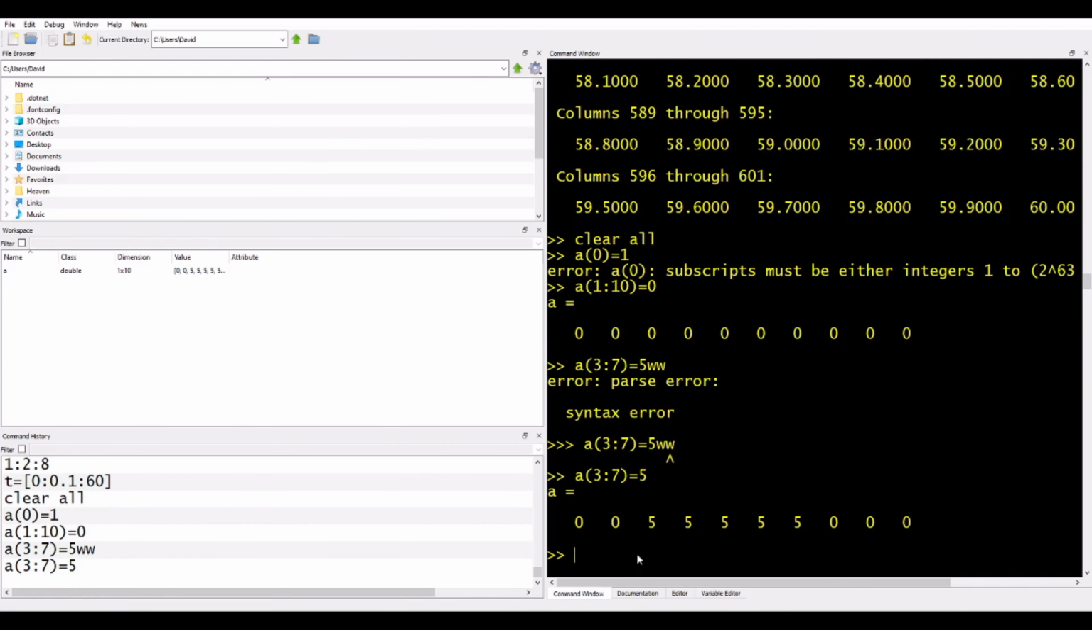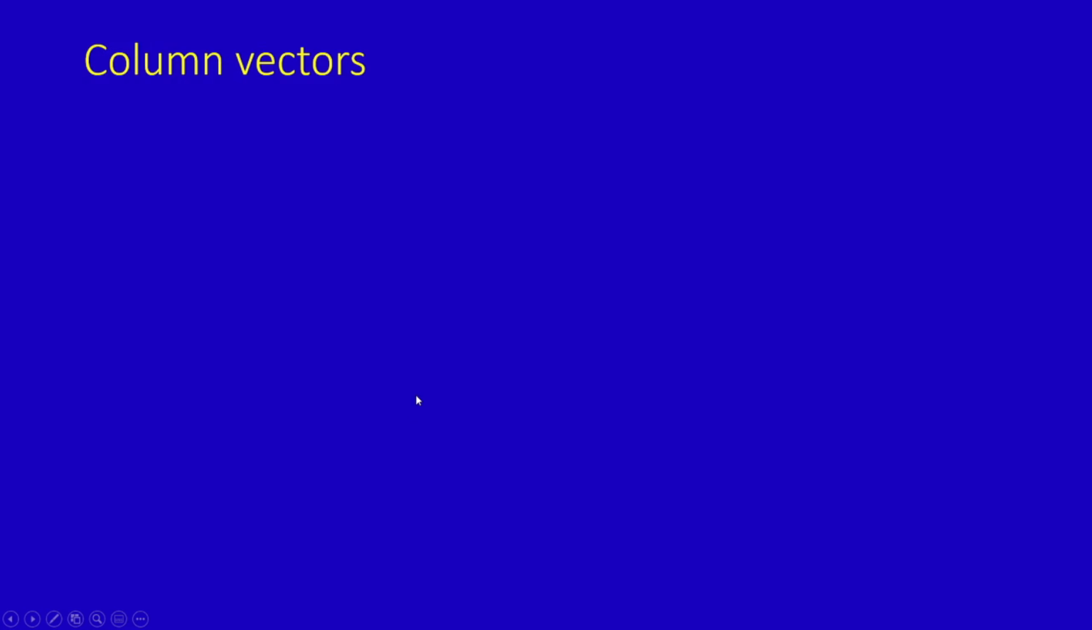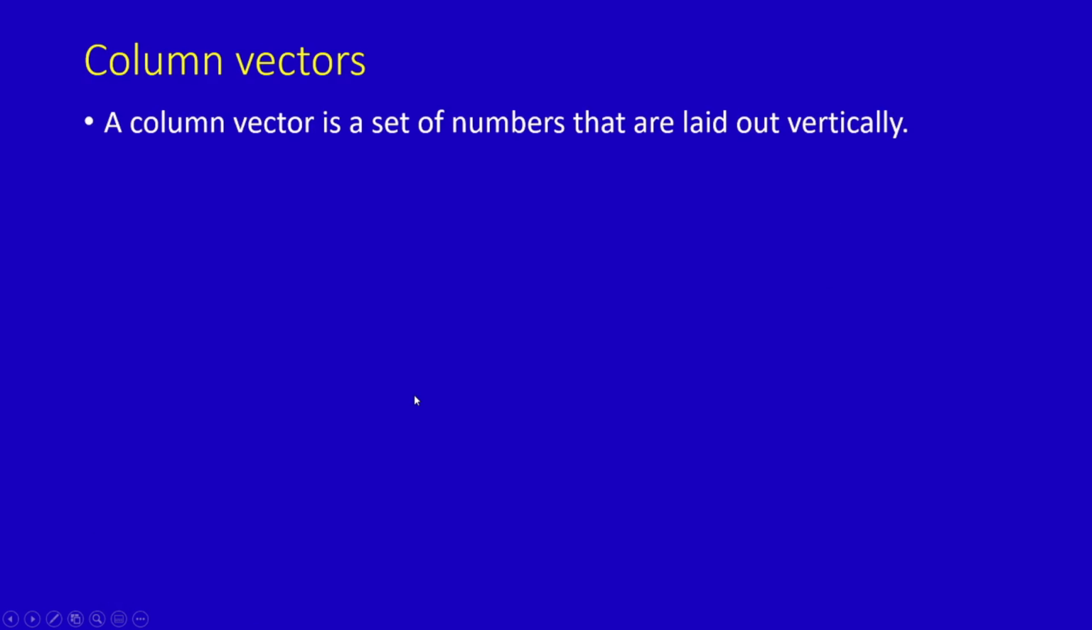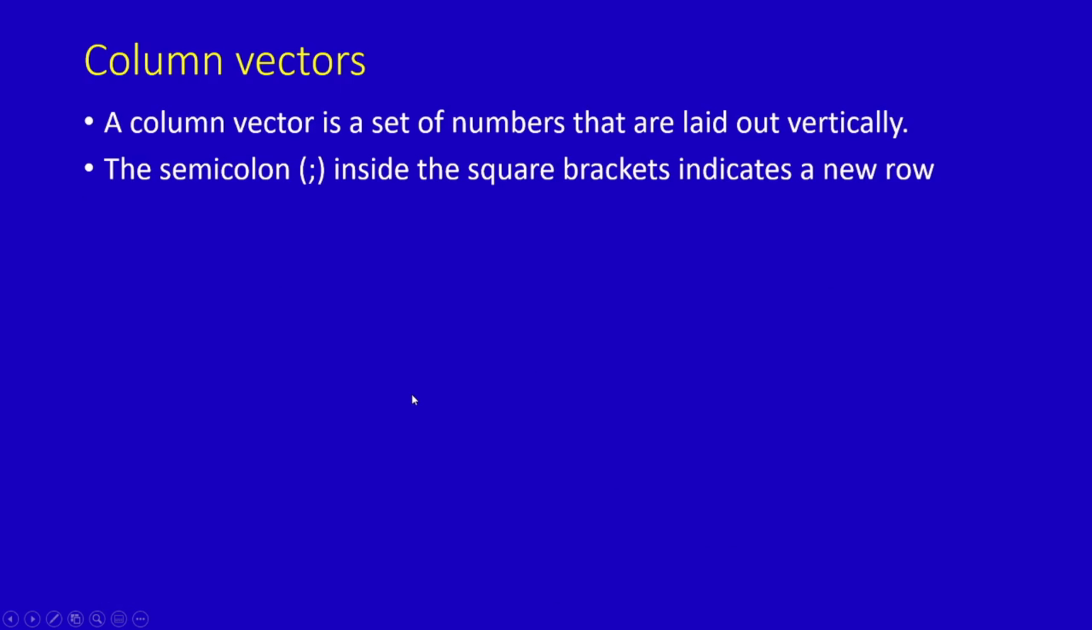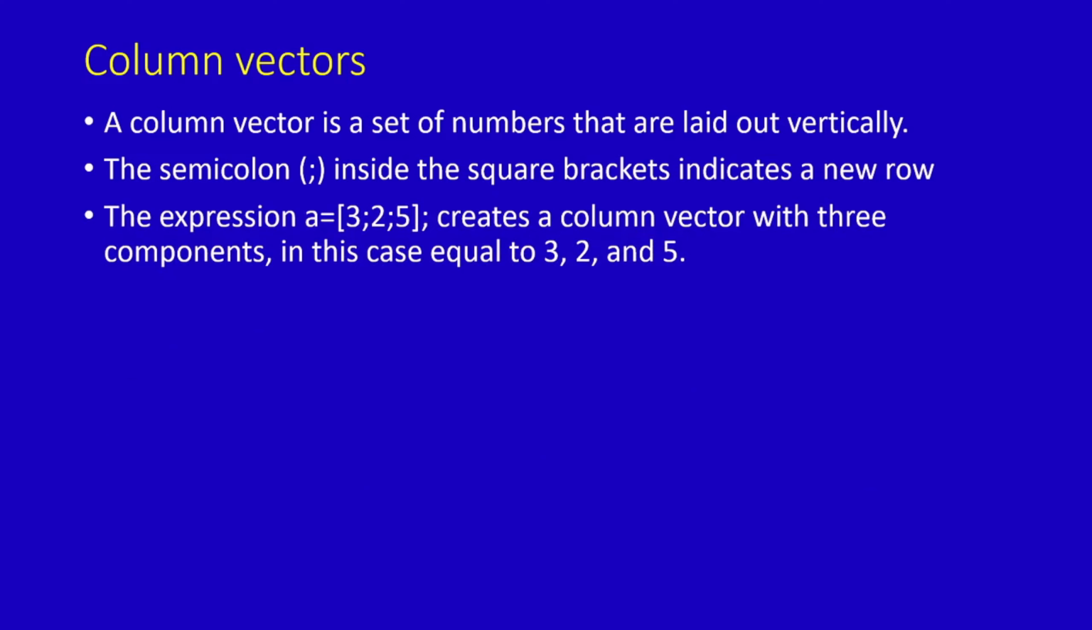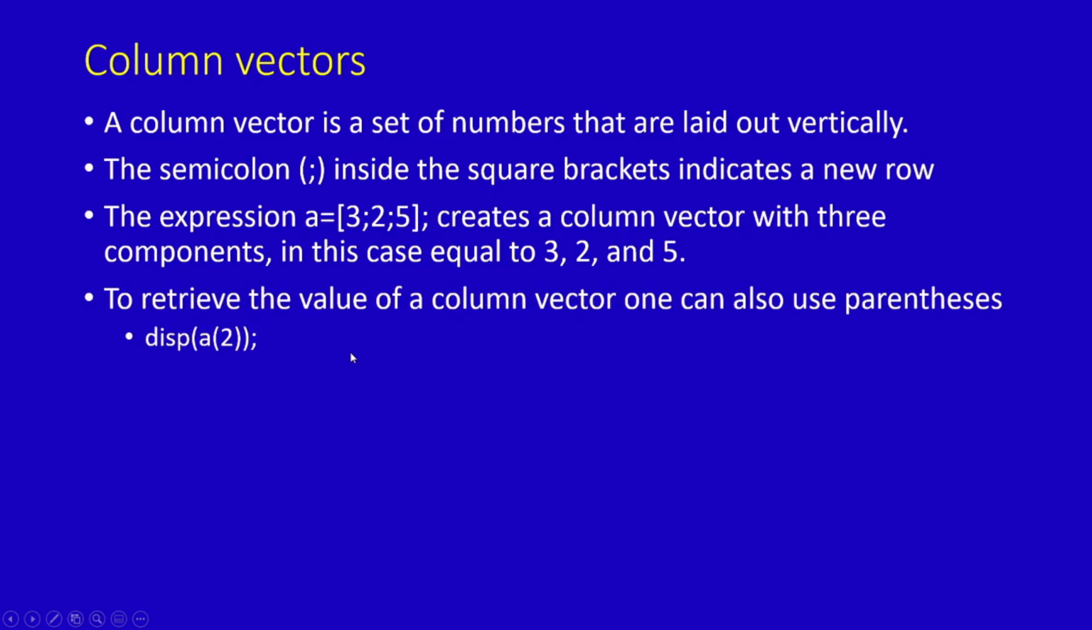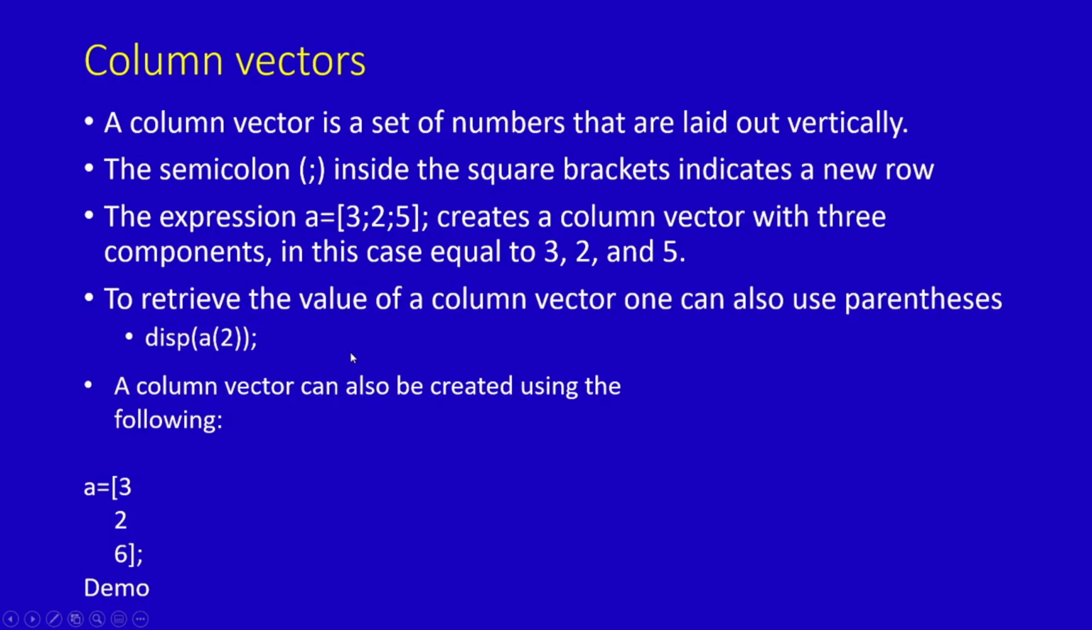Okay, next things are column vectors that we're going to copy. Column vectors, as the name implies, are a set of numbers laid out vertically. The semicolon is now used to indicate a new row inside the square brackets. This expression here, a equals 3 semicolon 2 semicolon 5, creates a column vector. You can also use the parentheses like you did before. You can also create a column vector by using a square bracket over multiple lines.